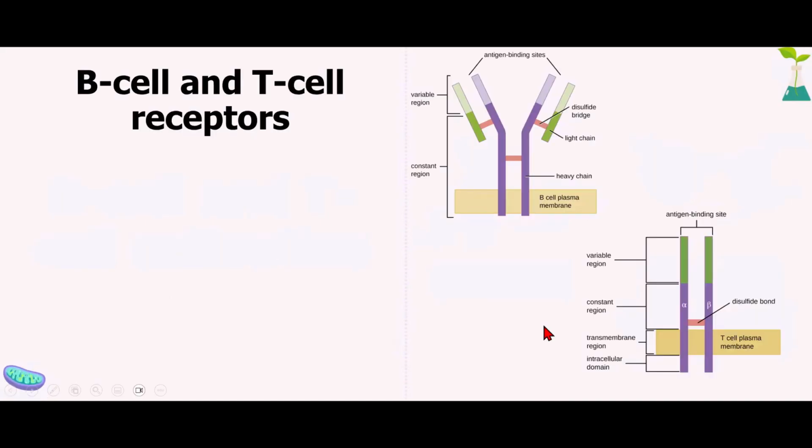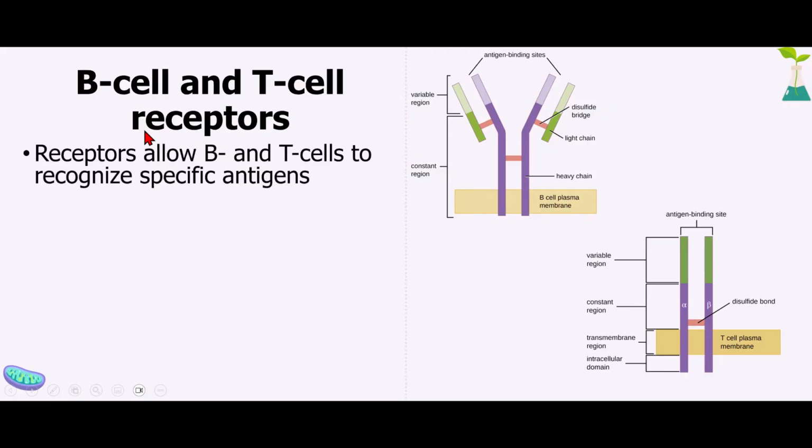So B cells and T cells have receptors on the surface of their cell. Here is a zoom in of the cell membrane of a B cell. So imagine we are zooming in right on the surface of a B cell, and right here we're zooming in on the surface of a T cell. They have these receptors, and these receptors allow them to recognize specific antigens. Remember, they're part of the adaptive immune system, so we're going to be looking at specific antigens. And when a B cell or T cell recognizes an antigen, that is the first step in activation.